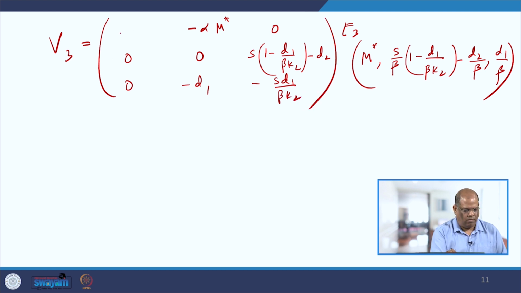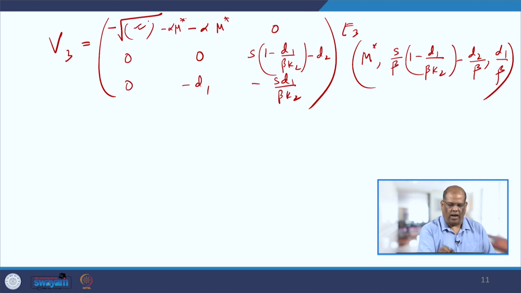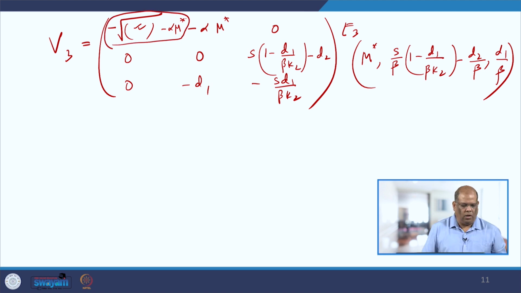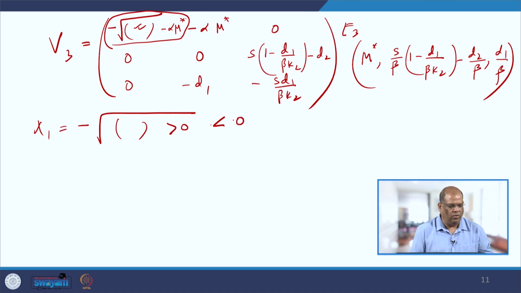This term is a bit big one, but here you get a negative quantity, you get something inside this square root minus alpha m star. This part you can easily calculate, but the point is that this part is negative. If you calculate the eigenvalues, you will see that one of the eigenvalues is coming to be minus square root of a positive quantity, and hence this will be less than 0, and your other two will be solved from the equation of m star.